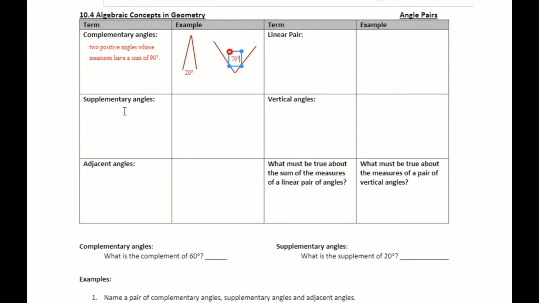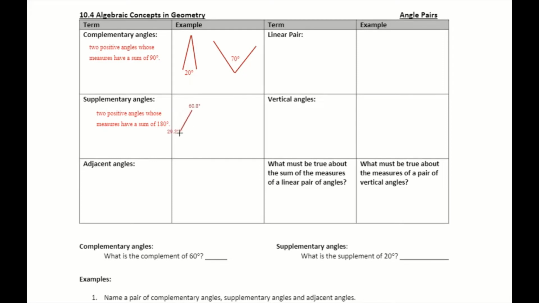Supplementary angles have a very similar definition here, except instead of adding up to 90 degrees, they add up to 180 degrees. So two positive angles whose measures have a sum of 180 degrees. As long as the two angle measures add up to 180, you know that they're supplementary.